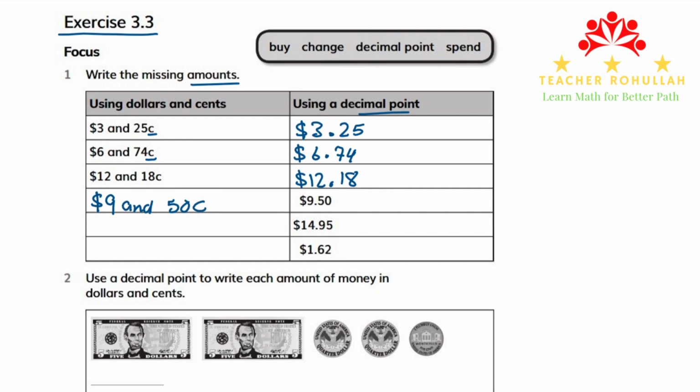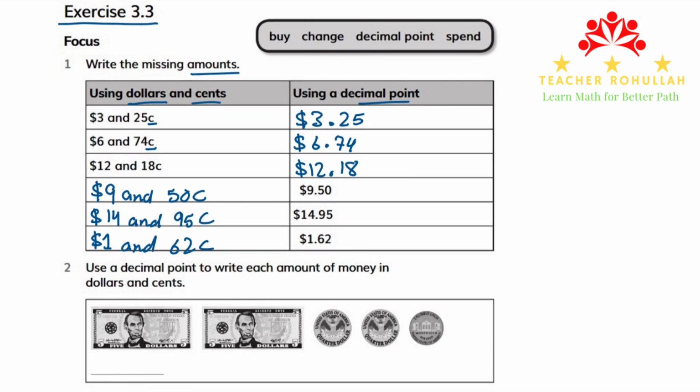So to write it using dollars and cents, we give the dollar sign, then $14.95. We should not forget the cent sign when we are using dollars and cents to write them. The last amount is $1.62. We are done with the first question.